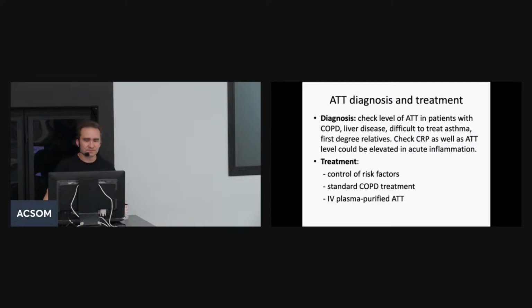So in terms of treatment, unfortunately, it's not great. You need to control other risk factors because these people still could be smoking or doing other damage to their lungs. May have environmental exposure, like work exposure. You do the standard COPD treatment, and then you do IV plasma purified alpha antitrypsin. You have to infuse it regularly just to support the lungs.